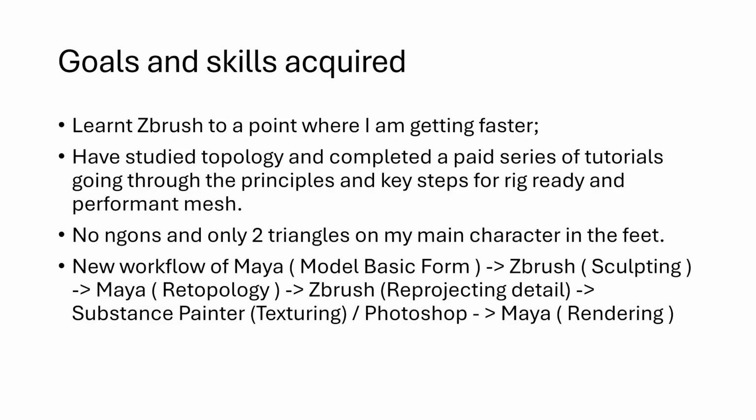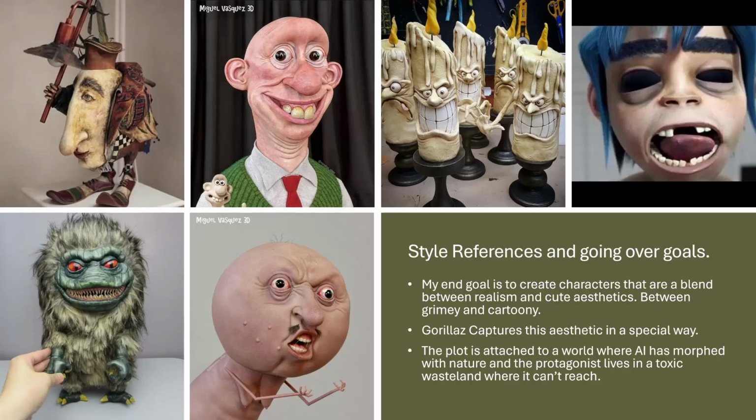A new workflow: modeling basic form in Maya. I found that helpful, instead of trying to do it in ZBrush, I find it easier to just model it. If it's complicated like hands or feet and things like that, then ZBrush, then Maya for retopology, then ZBrush for reprojecting the detail, and then Substance Painter for baking the high poly mesh into the low poly mesh, and then texturing, and then Photoshop and back into Maya for rendering.